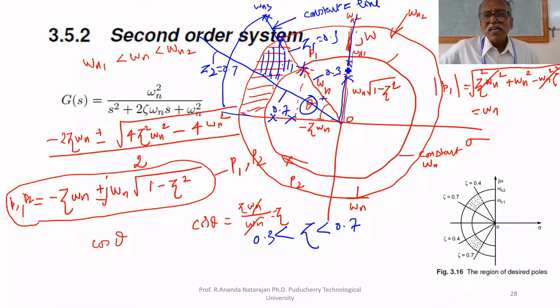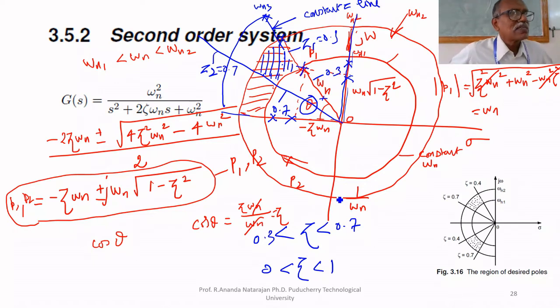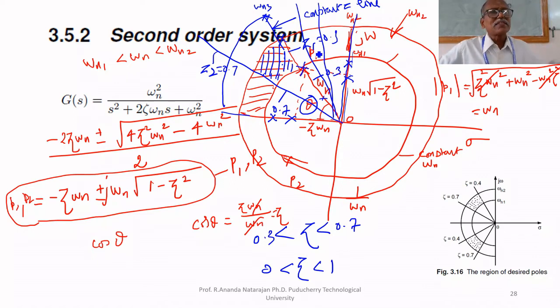If the pole is on the j omega axis, it exhibits sustained oscillation. In between these two, that is zeta varies between 1 and 0, then it exhibits oscillation. So if theta increases, it goes very close to the j omega axis, that's why oscillation increases. If theta decreases, it comes close to the real axis, that's why oscillation reduces.